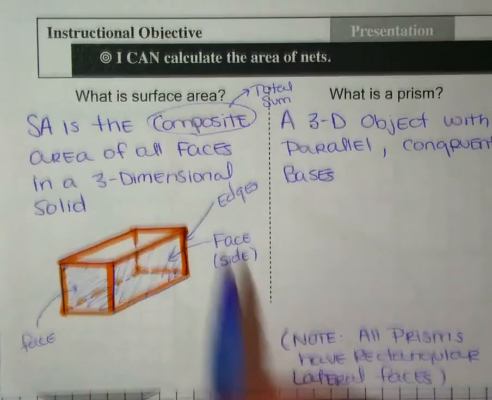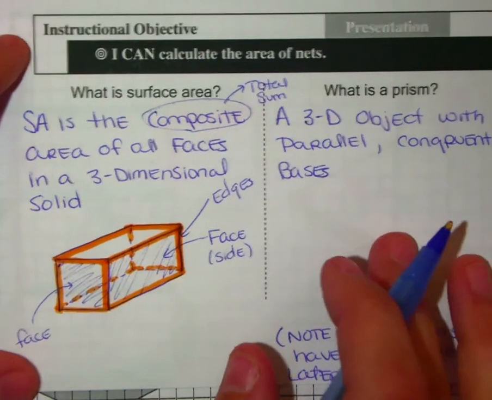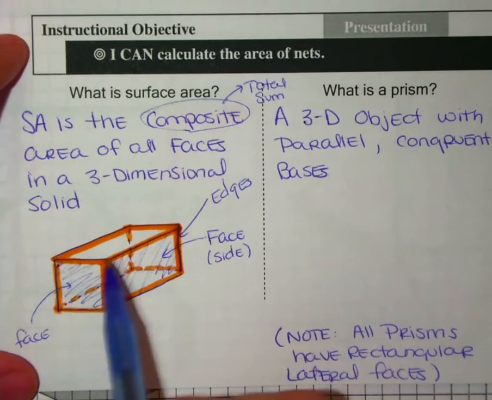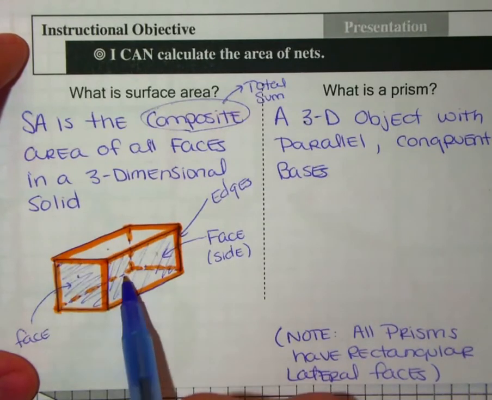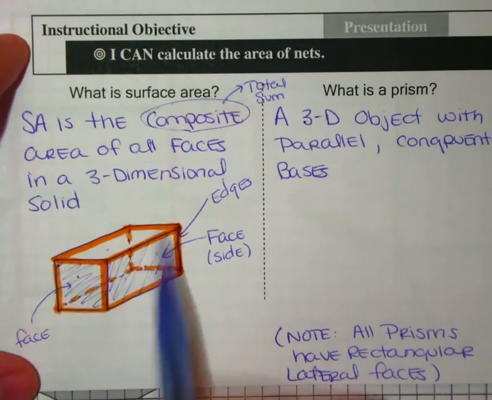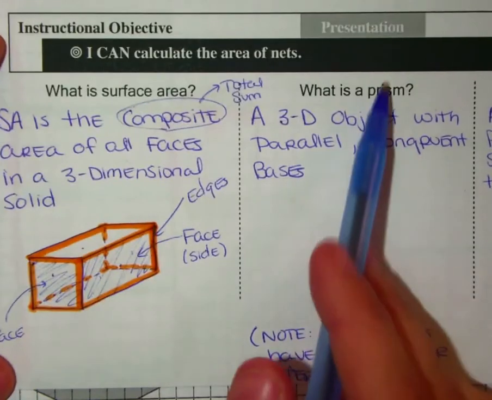Okay? Now, just so you know, we're going to talk about that next. Sorry. So surface area is the area of all of these. We'll add up the area of this, plus this, plus this, plus this, plus this, and that will give us the total surface area.